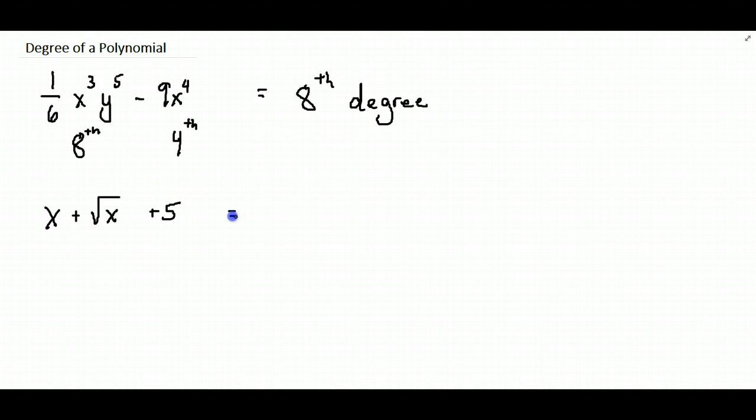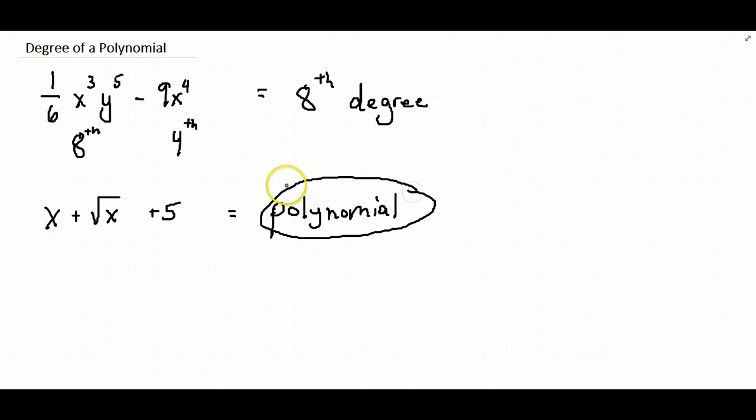Okay, now let's look at our second example, x plus the square root of x plus 5. Well, this isn't even a polynomial because we have a variable under a square root. So this is not a polynomial. Cross that guy out, and we don't do anything with it.